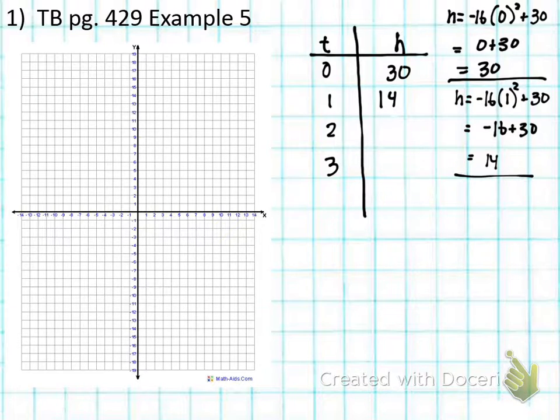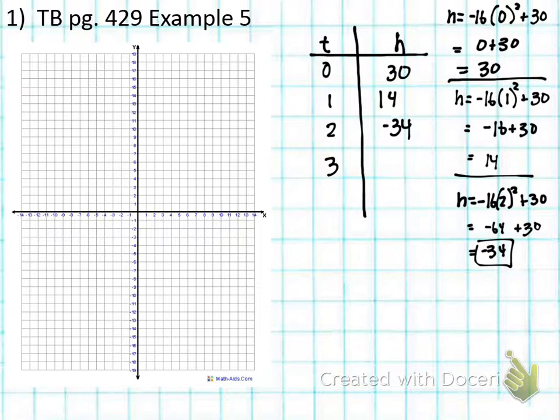Next one, let's put in 2. H is equal to negative 16 times 2 squared plus 30. 2 squared is 4. 4 times negative 16 is negative 64. Negative 64 plus 30 is equal to negative 34. So that's how far the stick has fallen beneath the canyon's edge, okay?